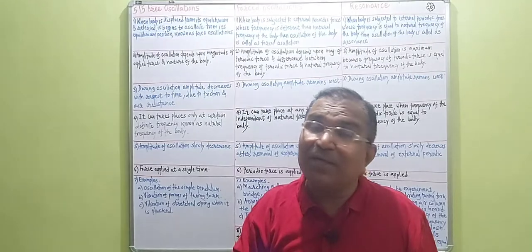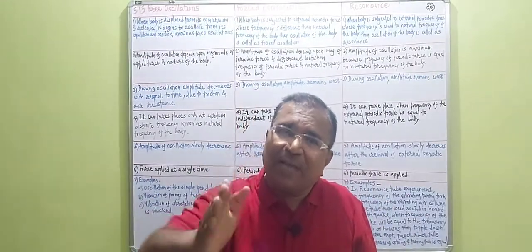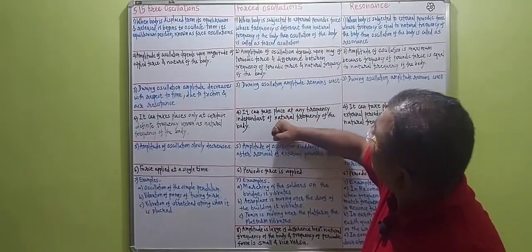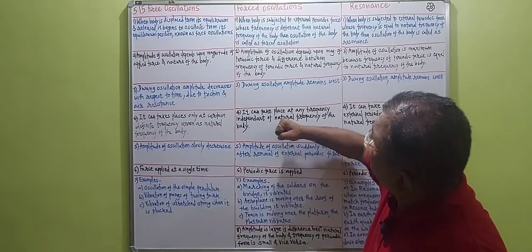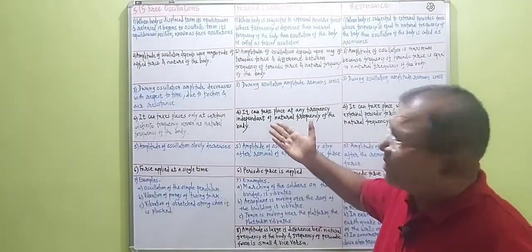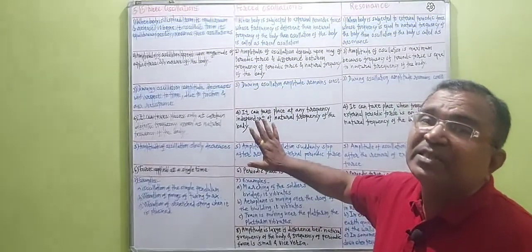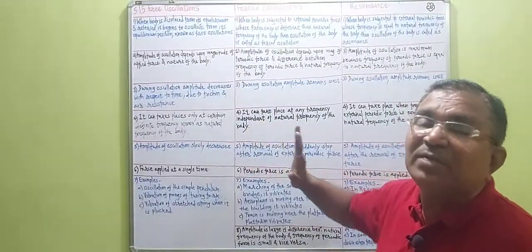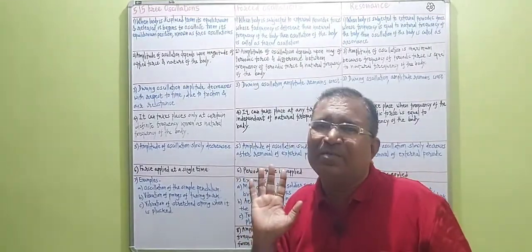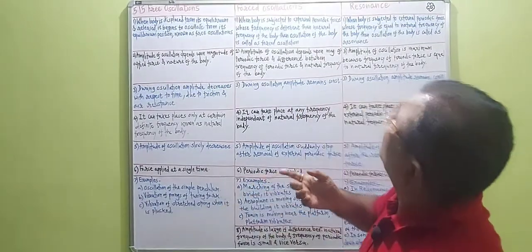So, after the application of periodic force, suppose this is a board and I give a force periodically, then and only then does the board vibrate. If the force is removed, the vibration immediately stops, because that board is not wishing to vibrate. I am forcing it to vibrate. So this is the first condition.